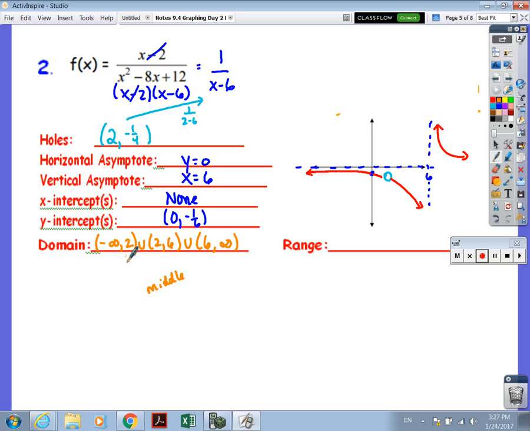And the reason I have to include the 2 is because of the hole. And the reason I have to include the 6 is because of the asymptote. Crazy word with the empty set altogether.